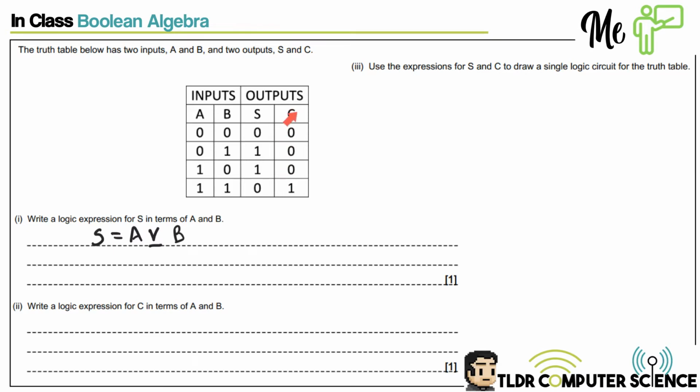And then let's have a look at C. So C will be looking at what inputs? The A and the B. You're right, AND is the answer. So 0 and 0 is a 0. The only place there is a 1 here is when they're both on, which means it's an AND gate.